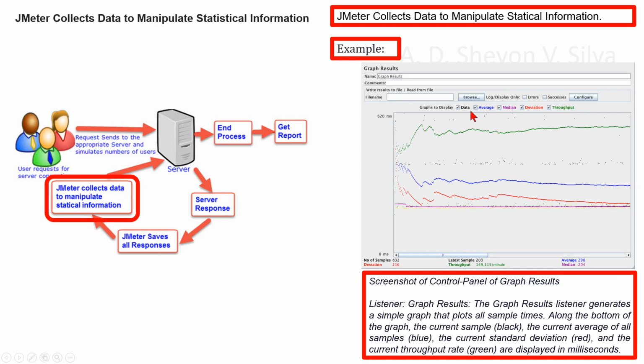Here, data plots the actual data values, average plots the average, median plots the median, deviation plots the standard deviation, a measure of variation, throughput plots the number of samples per unit of time.